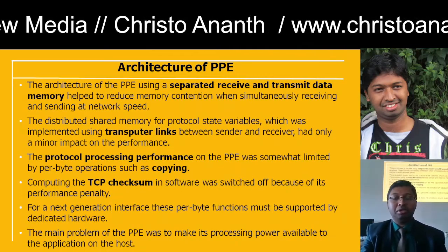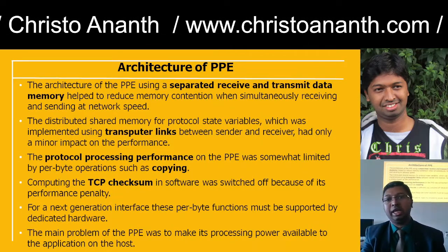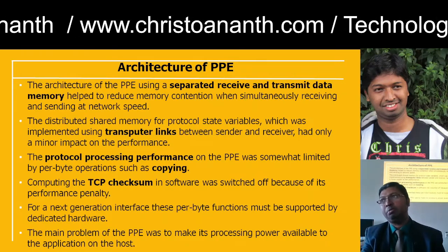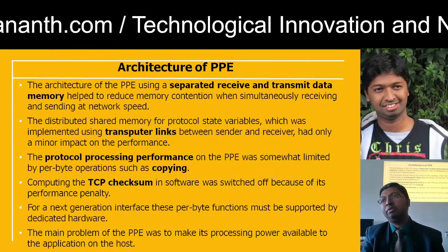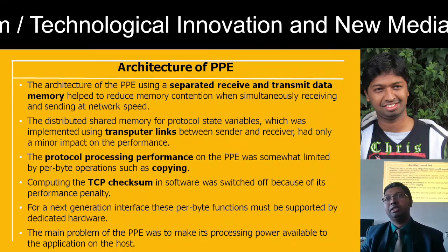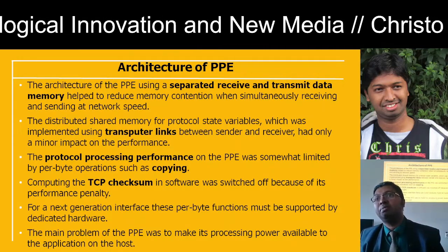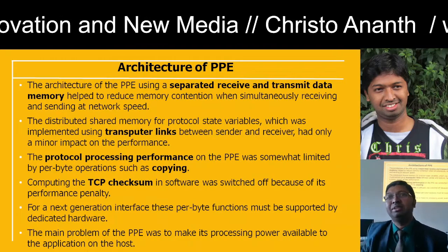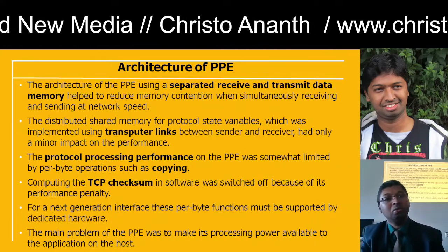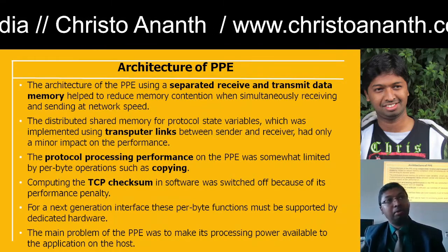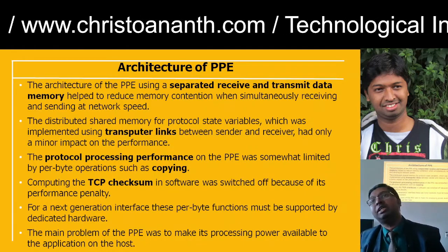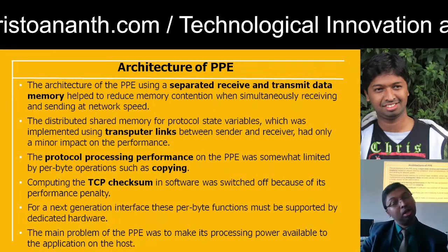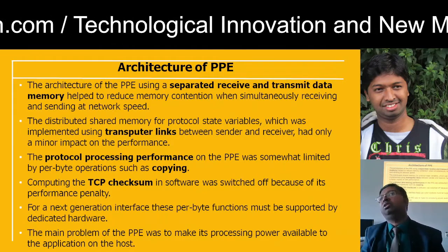So we are going to discuss the architecture. Generally the architecture will have a separate processor for the receiver as well as the transmit data memory. Definitely it will try to reduce the memory contention, the memory competition, where everybody is accessing the memory. It can also simultaneously transmit and receive at the same time, and network speed is also not compromised.